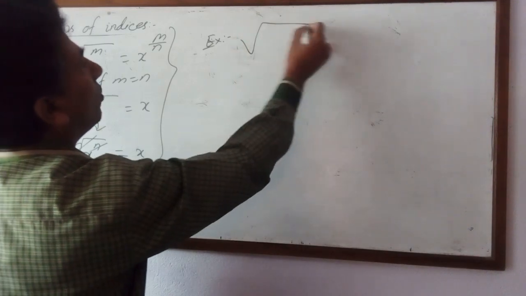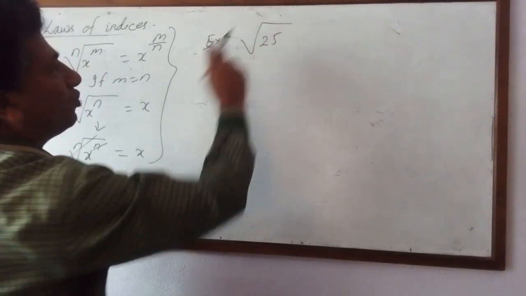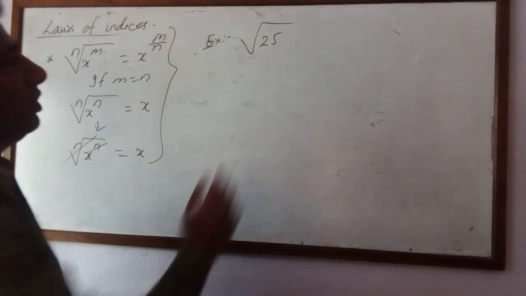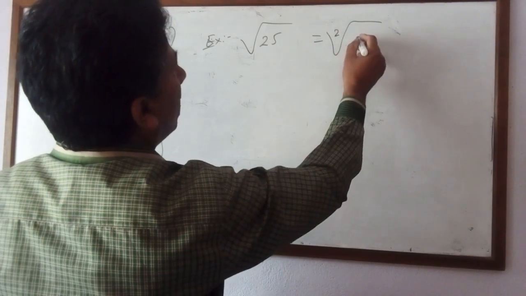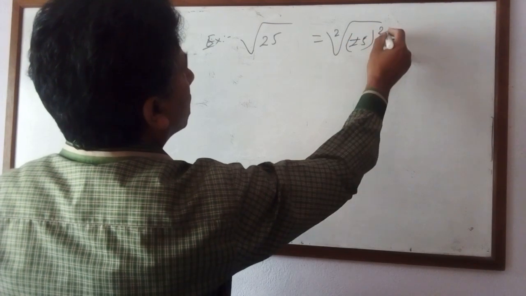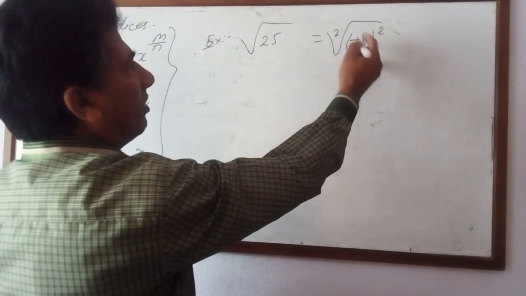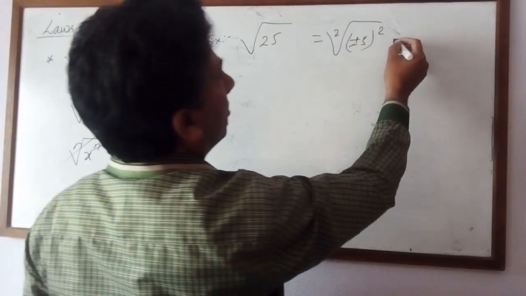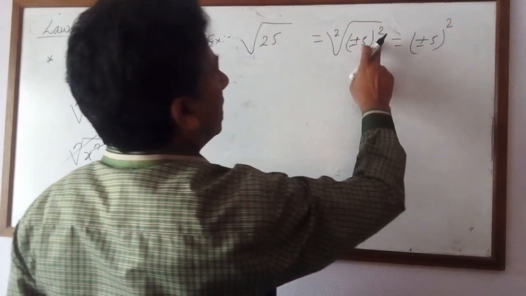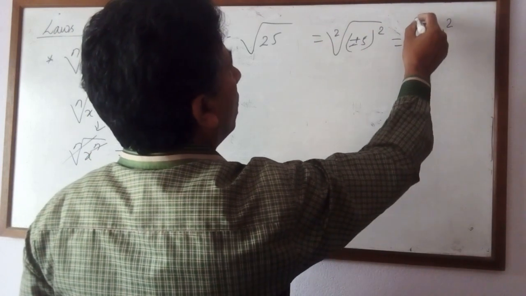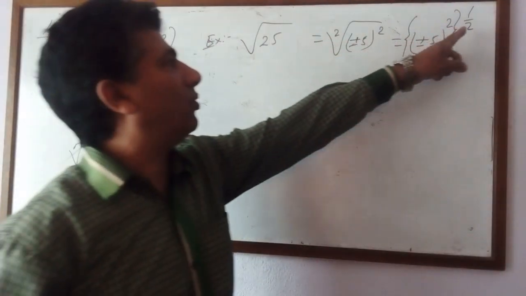Okay, root 25. Suppose this. What you have to understand? There is 2. There is 2. Then this one we can write like this also, just to make you clear. This 25 is plus minus 5 squared, we can write plus 5 also, minus 5 also. But for your basic level you can write only the positive number 5, no problem. Plus minus 5 squared. This here is 1 by 2. We can write 1 by 2.